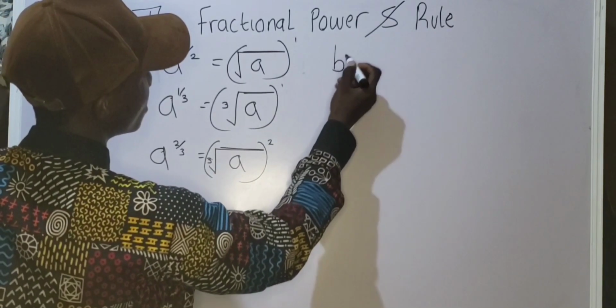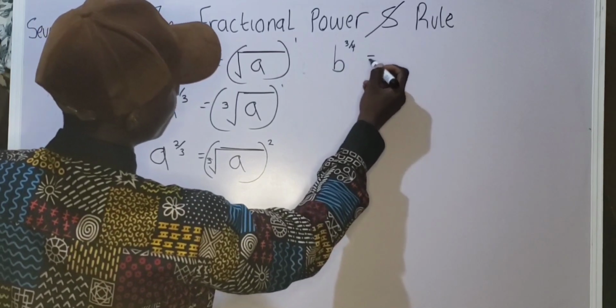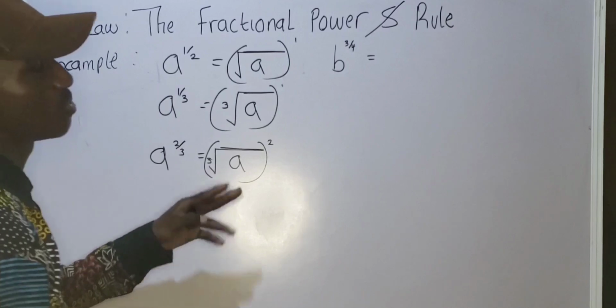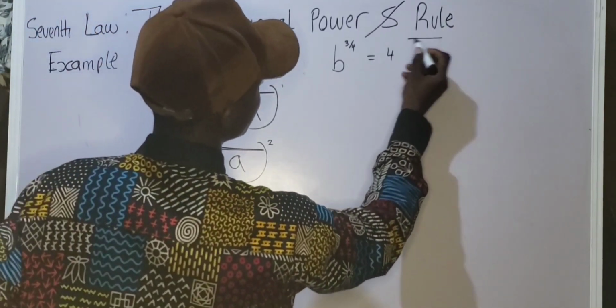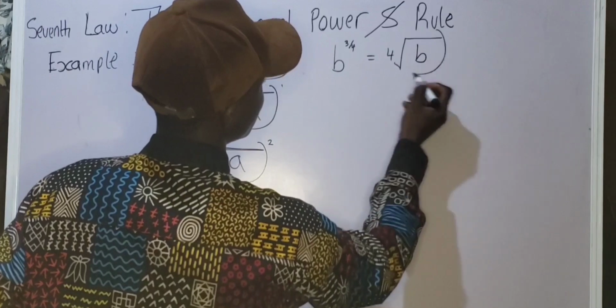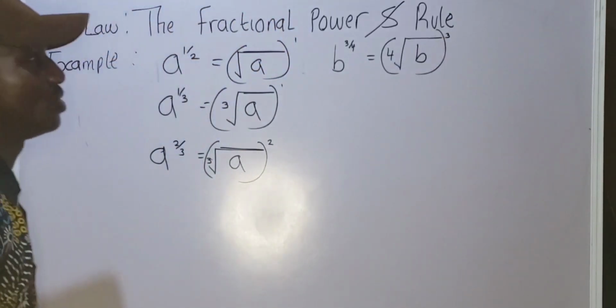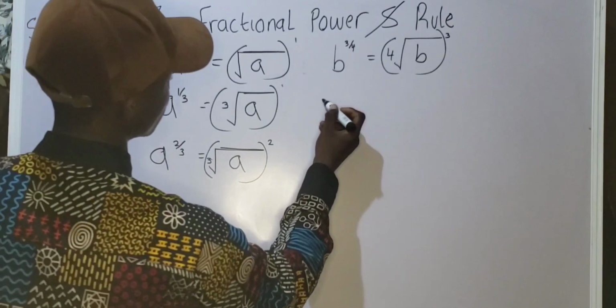So let's try this. If you have b raised to the power of 3 over 4, how can you express this in this form? That will be the fourth root of b. Are you getting it? So we're going to have the fourth root of b raised to the power of the numerator of the exponent. That is raised to the power of 3. Do you understand? Okay, now let us use this to practice some examples.